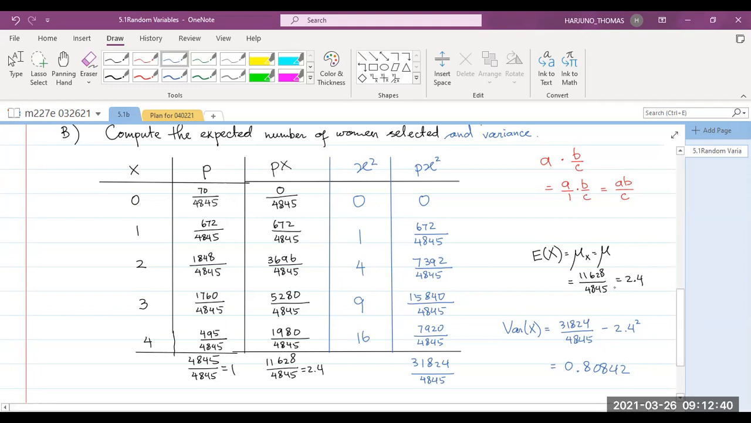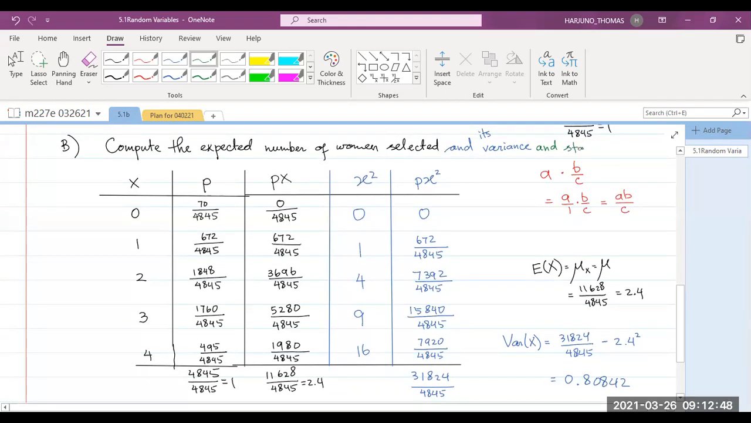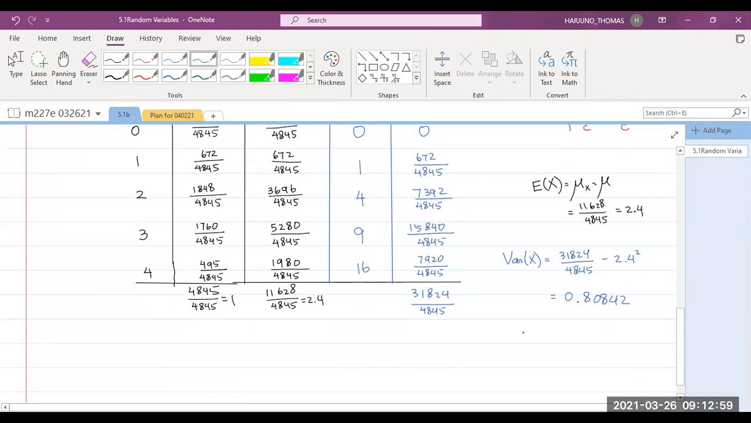That's the variance. So what about the standard deviation? The standard deviation will be the square root of that. I get 0.89912.